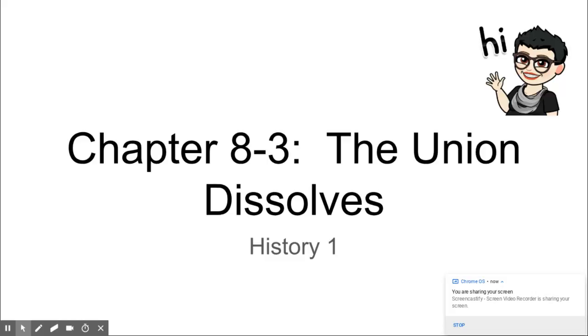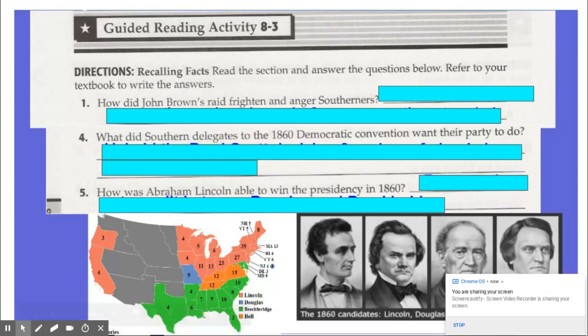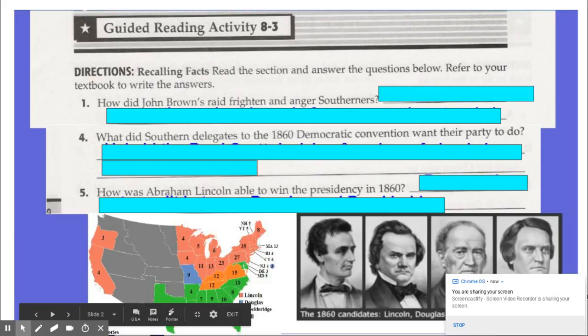I have notes for Chapter 8, Section 3, The Union Dissolves. So as you follow along, make sure you have your handouts ready. Take a look here at your first item.